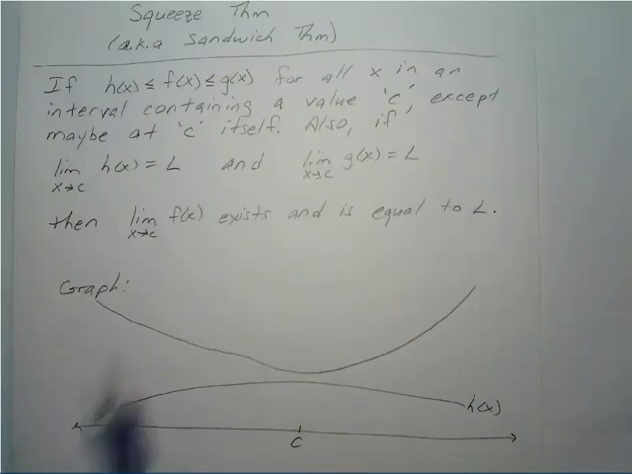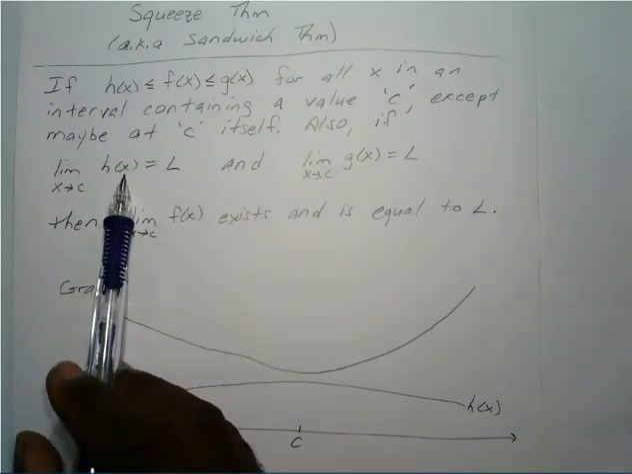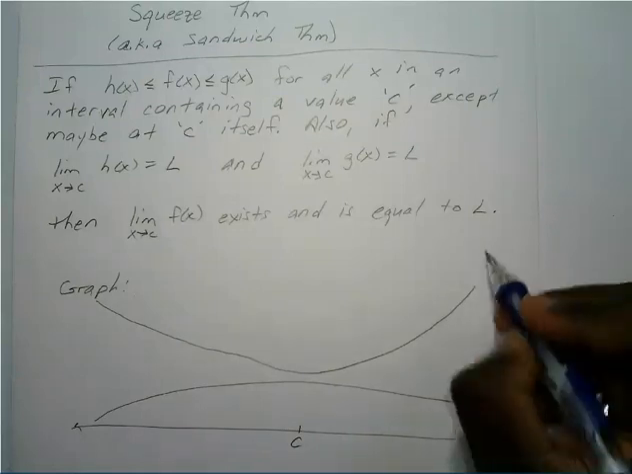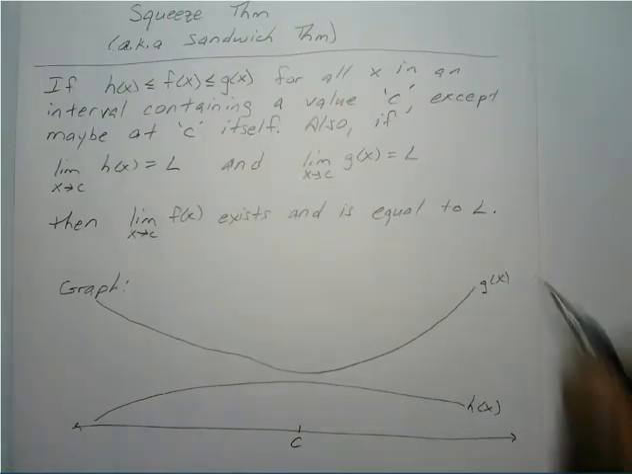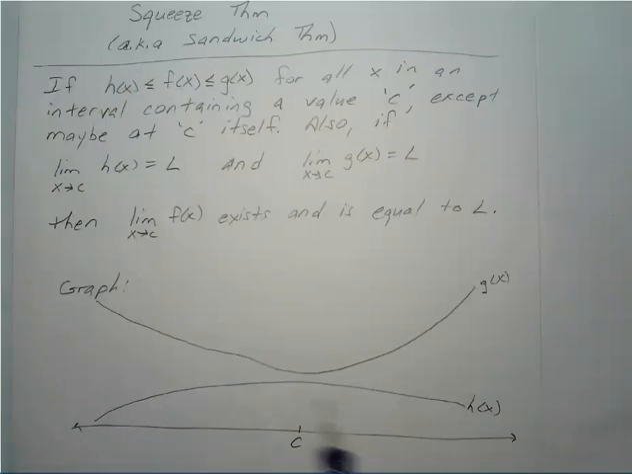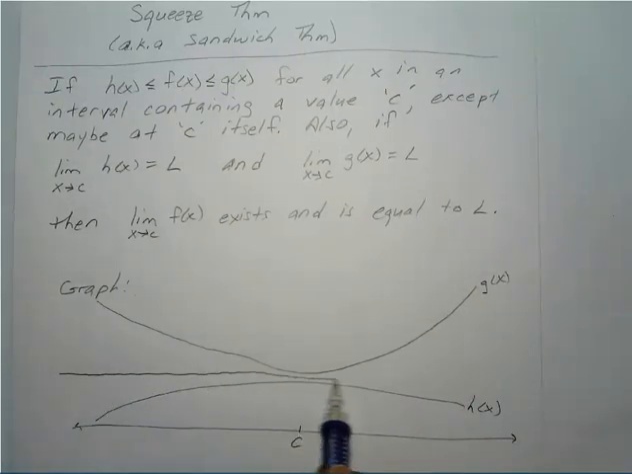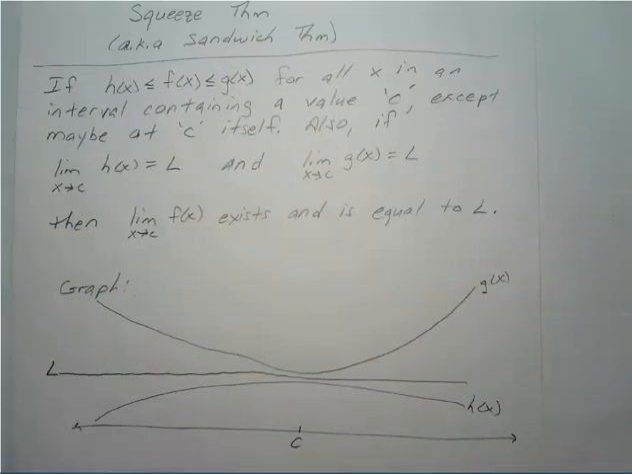So what do we know? We know that the limit of h of x is equal to L as x approaches c, and the limit of g of x is equal to L as x approaches c. So as both of these approach c, which is about right here, their limit is L, and we'll just make L this straight line here. That's your limit. This one gets as close to the limit without passing it, and h of x gets close to the limit without passing it.